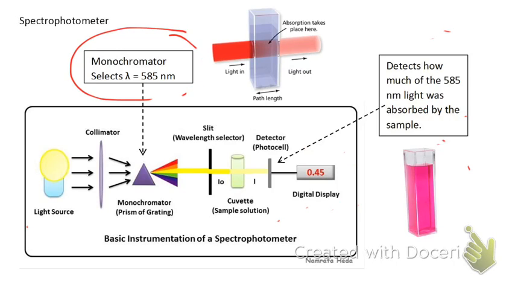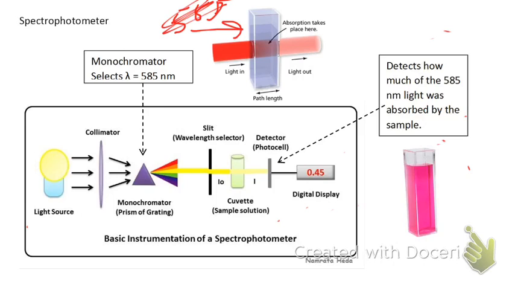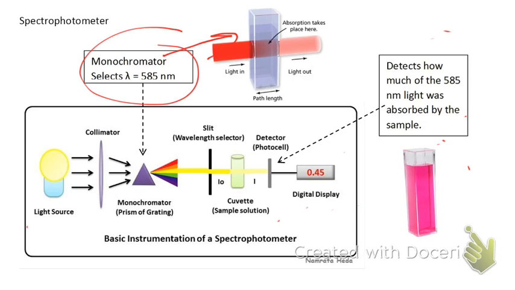Alright, so we have a picture up here, and light from our selected 585 nanometers. Essentially, this 585 nanometer wavelength light hits our cuvette with our solution. This is where absorption takes place, and then the amount of light that is not absorbed is going to be transmitted right out. Alright?